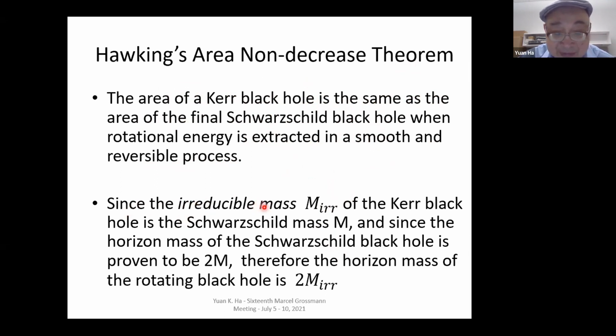And since the irreducible mass of the Kerr black hole is the Schwarzschild mass m, and since the horizon mass of the Schwarzschild black hole is proven to be 2m, therefore the horizon mass of the rotating black hole is twice the irreducible mass. Now, so this is an elegant proof. Now, we have therefore found all three cases for the horizon mass theorem.